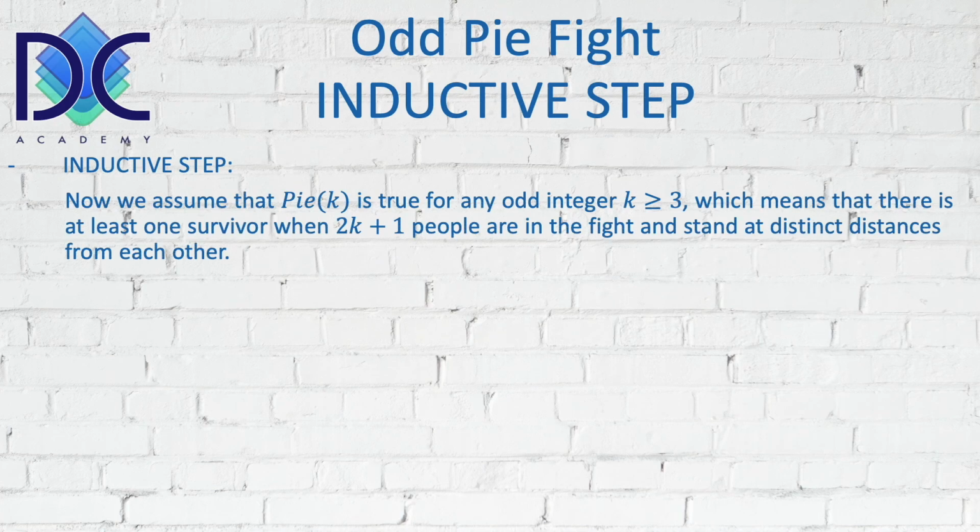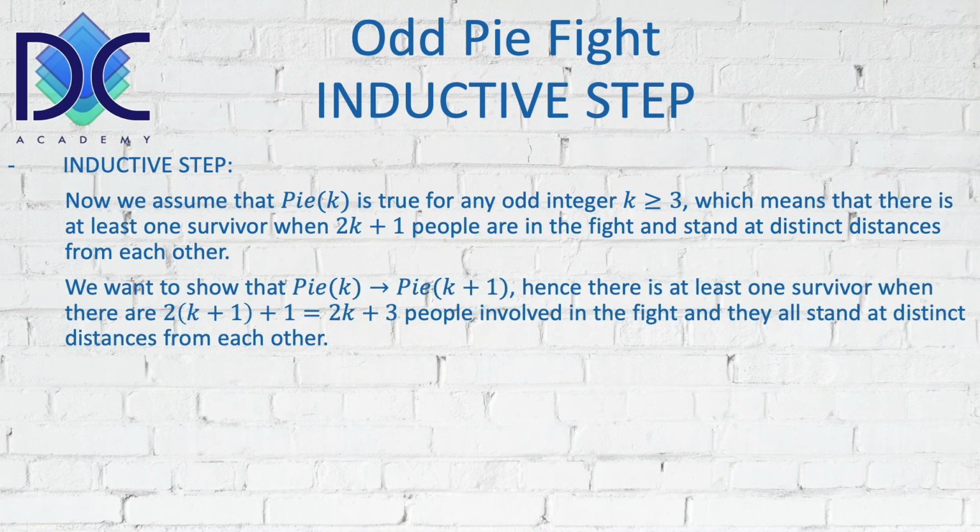The inductive step says that when P(k) is true for any odd integer k larger or equal to 3, which means that there is at least one survivor when 2k plus 1 people are in the fight and stand at distinct distances from each other. So that's what we want to prove. And now we want to show that if P(k) is true, then P(k plus 1) is also true. This means that there is at least one survivor when there are 2k plus 3 people involved in the fight.